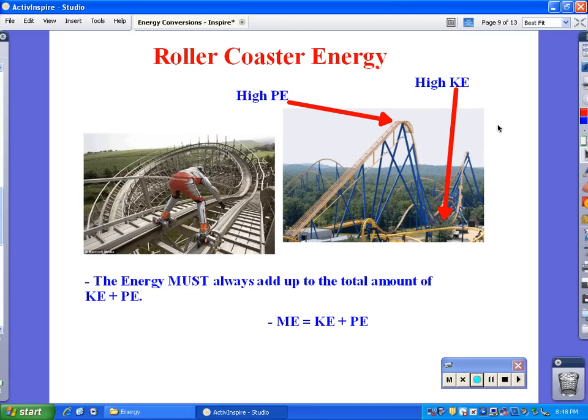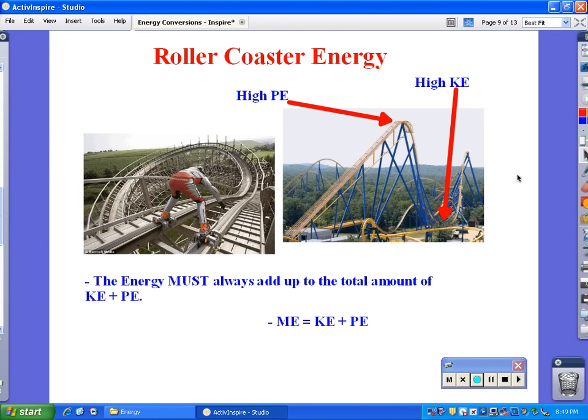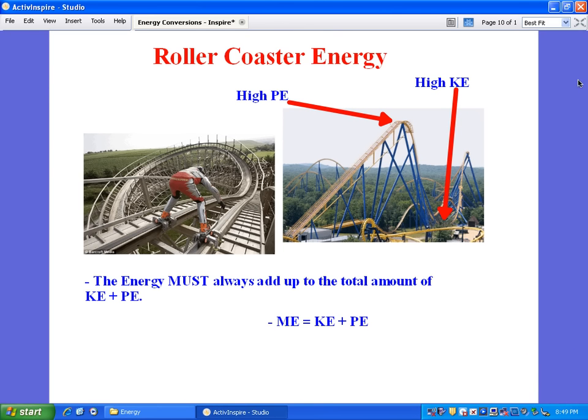Go look at that energy skate park simulation that I put on the website. Open up that simulation and pop the bar graph on and kind of watch the bar graphs on that thing just kind of bounce up and down, up and down. It's very cool. Shows that conversion.